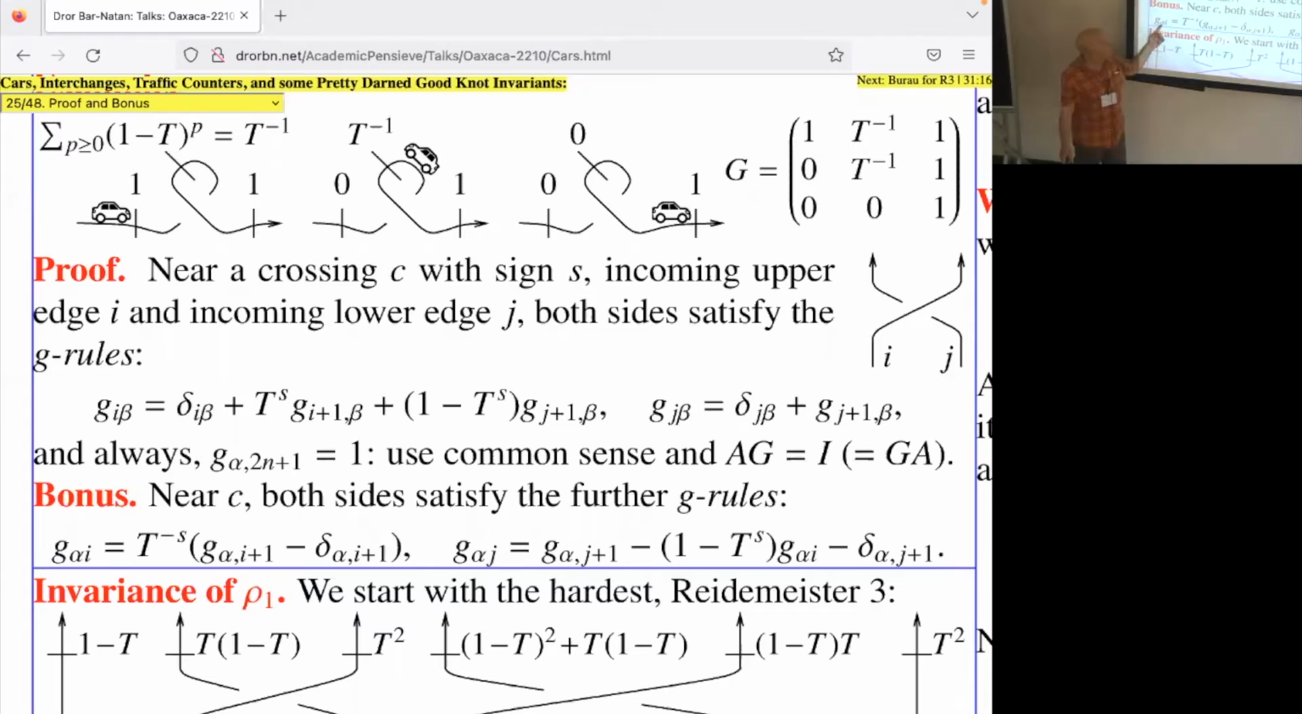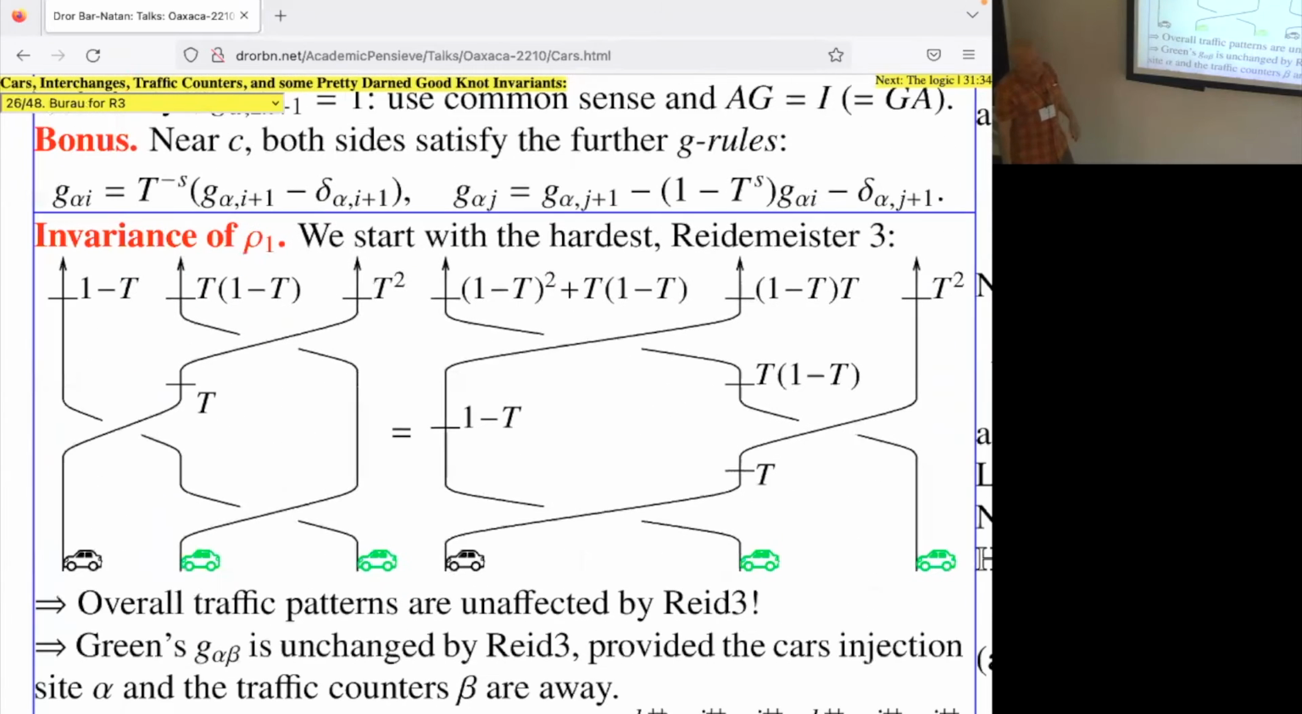So no matter where you inject the car at alpha, no matter what alpha is, putting a traffic counter on edge I is equivalent to whatever that says. Okay? Good. So now let me prove the invariance of row 1. First of all, let's start with the hardest. So let's prove invariance under Reidemeister 3.